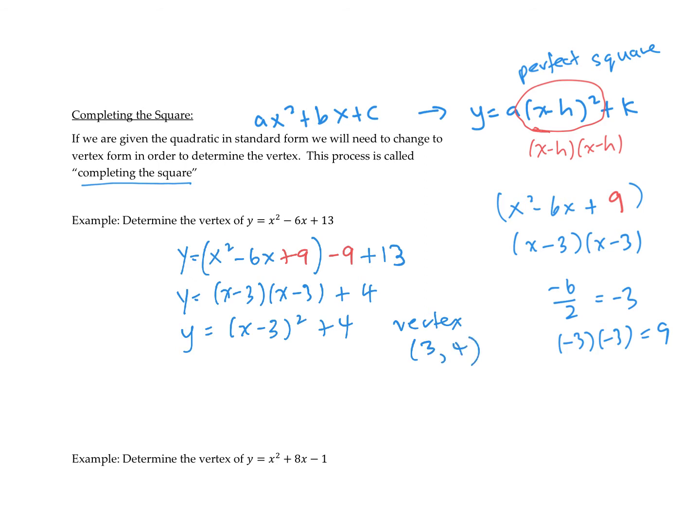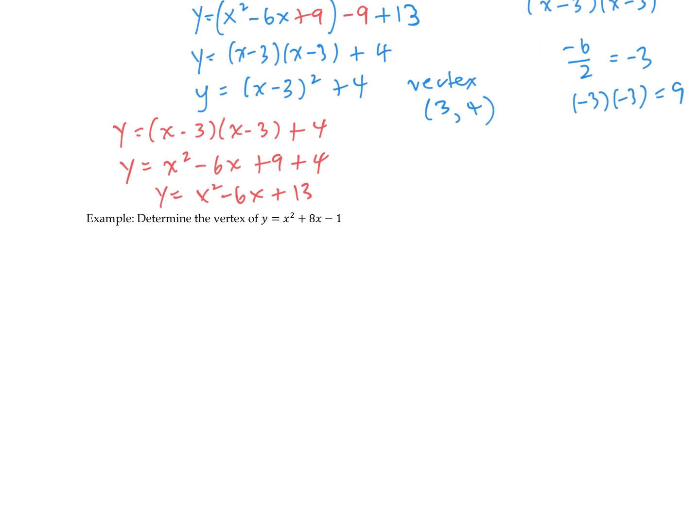And just to show you that I haven't changed the equation, if I expand and put it back to standard form, I've got (x minus 3) twice plus 4. Well, (x minus 3) squared is x squared minus 6x plus 9, and that gives me back the original equation. So I haven't changed the equation, I've just written it in a different way. So x squared minus 6x plus 13 can be written as y equals (x minus 3) squared plus 4 in vertex form. Okay, so let's try another example.